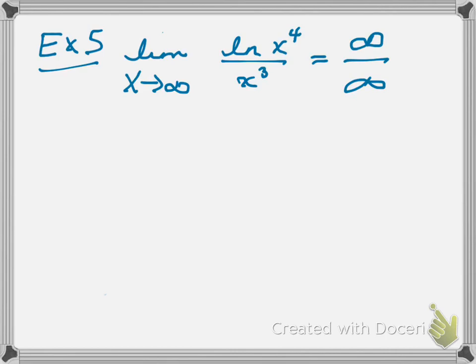And so L'Hopital's rule says take the derivative of the numerator and the denominator. So remember, the derivative of an ln is a 1 over x, or in this case, an x to the fourth.